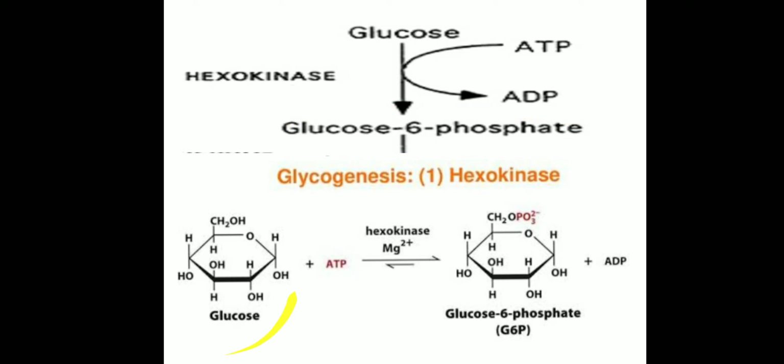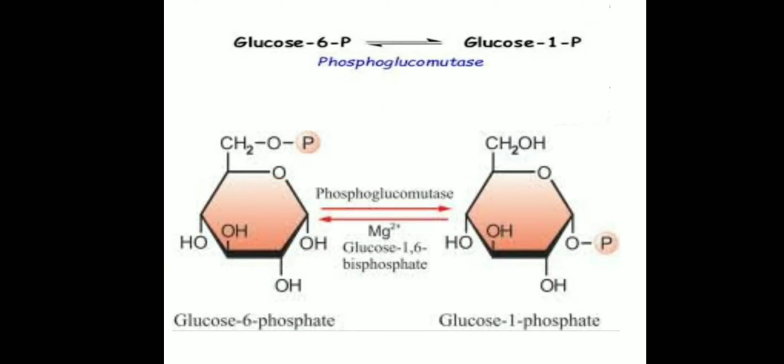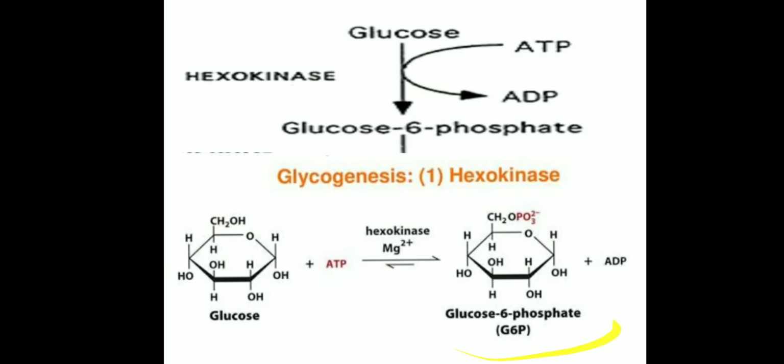This is the structure of glucose molecule. This is glucose carbon number 1, carbon number 2, carbon number 3, carbon number 4, carbon number 5 and carbon number 6. One phosphate group of ATP molecule gets attached to the carbon number 6 of the glucose molecule to form glucose 6 phosphate. In this process, ATP gets converted into ADP. This reaction takes place in the presence of enzyme hexokinase.